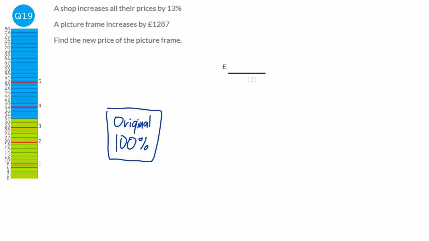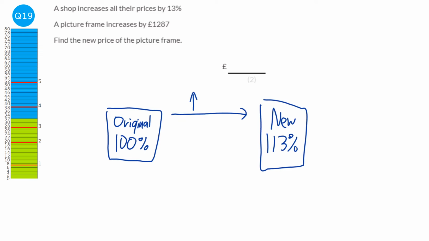The new price, the new amount, represents 113%, because it has gone up by 13%. So it has increased by 13%, and as a value, that increase is £1,287. So it's 13% of the original. It's gone up 13% of the original price.